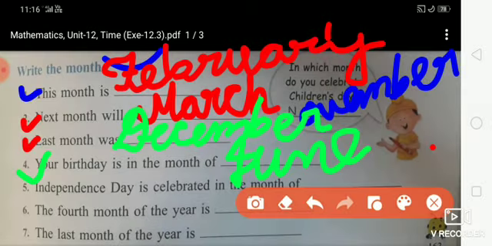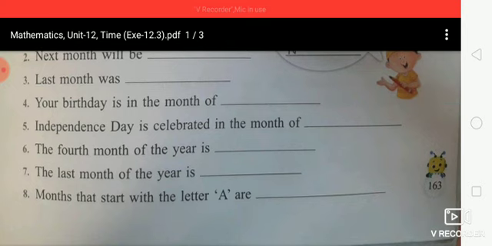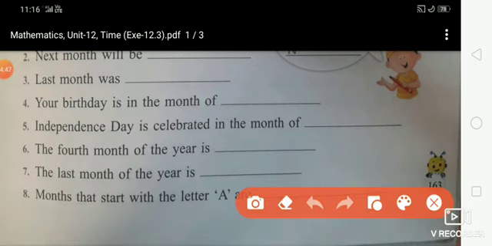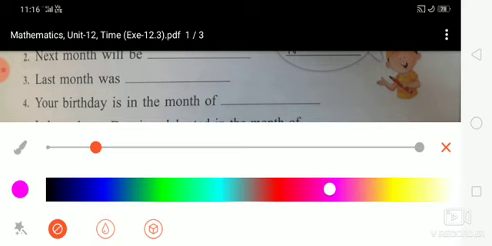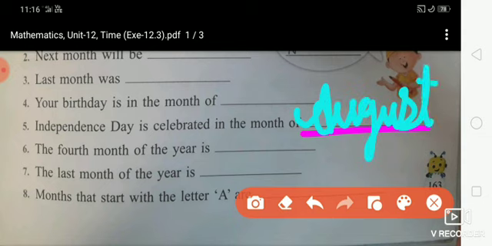Independence Day is celebrated in the month of dash. As you know, students, Independence Day is celebrated in the month of dash. So write which month celebrates Independence Day. August. Spelling of August: A-U-G-U-S-T. August.